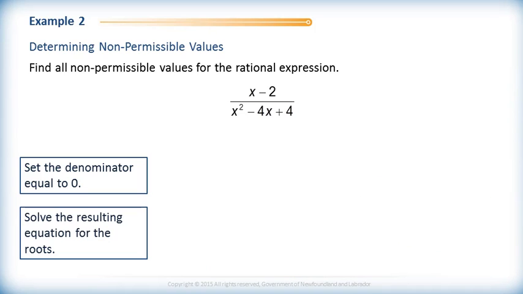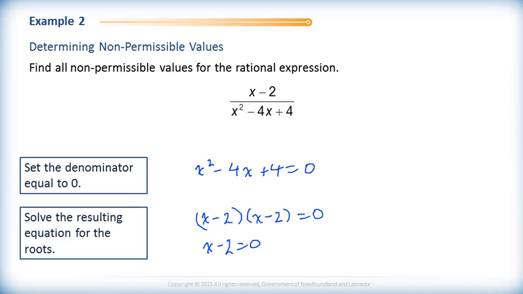On to example 2. We have x minus 2 over x squared minus 4x plus 4. Again, we set the denominator equal to 0. So x squared minus 4x plus 4 equals 0. Solve that resulting equation. Again, I can factor this. I don't need to use a quadratic formula. It factors as x minus 2 equals 0. It's a perfect square trinomial. So we only need to make that one factor equal 0 because it's the same factor twice. And therefore, x equals 2 is our non-permissible value.